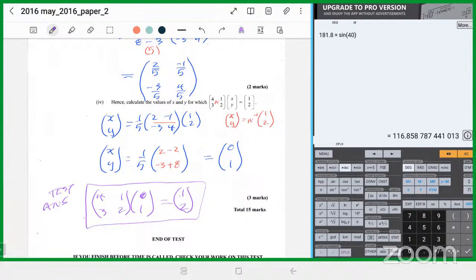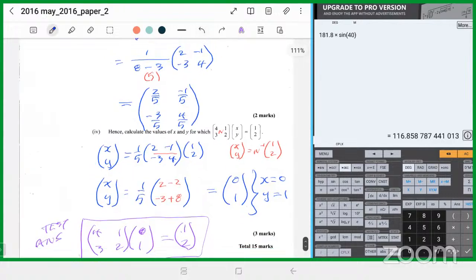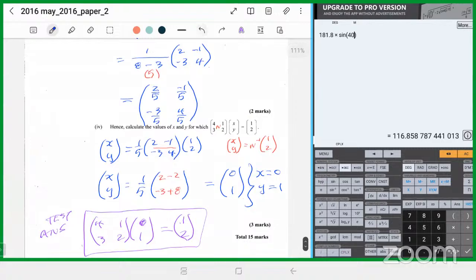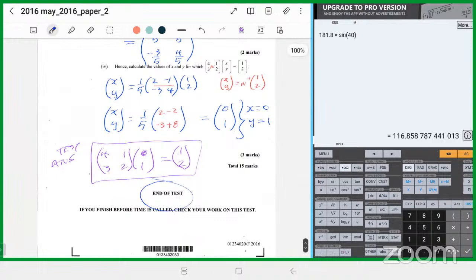Oh, we're not done yet. We have to find the value of x and y. This was a matrix. So from this now, x is equal to 0 and y is equal to 1. You have to write those because that's what you're asked for: calculate the values of x and y. You can't just give them the matrix and stop. You have to explicitly write what x is and what y is to answer the question. That is it. End of this test.